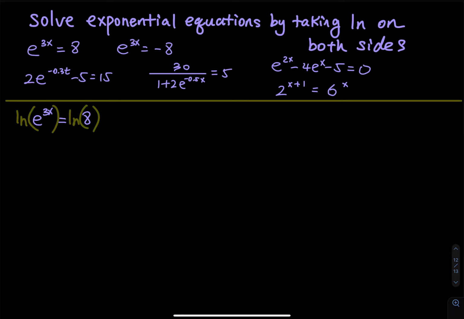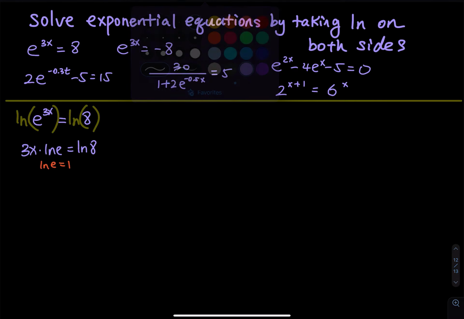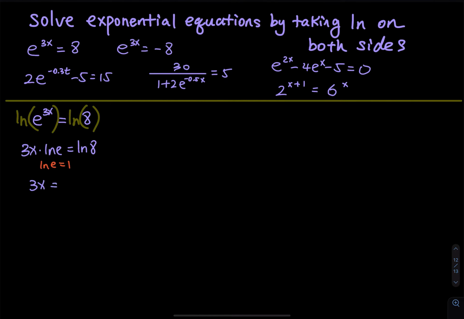Then you apply the power rule and bring the 3x down. So 3x times ln e equals ln 8, and ln e equals 1. On the left-hand side you have 3x equals ln 8, and then x equals ln 8 divided by 3.